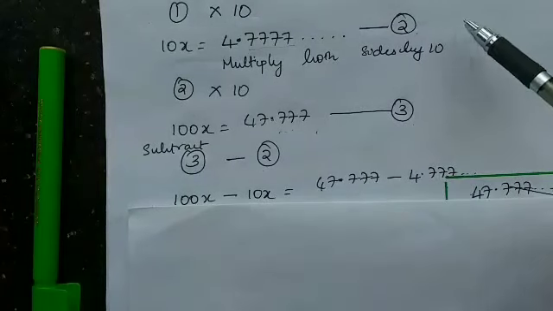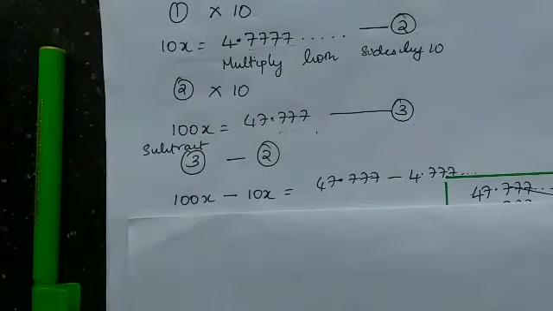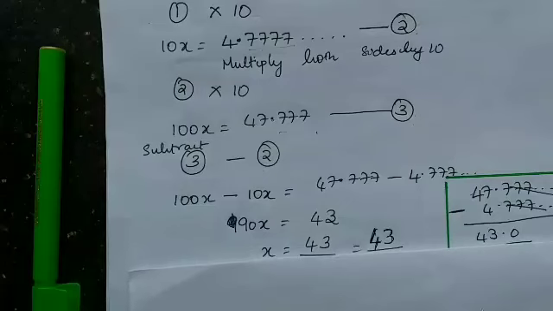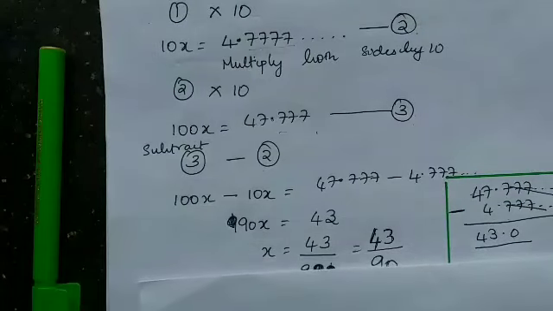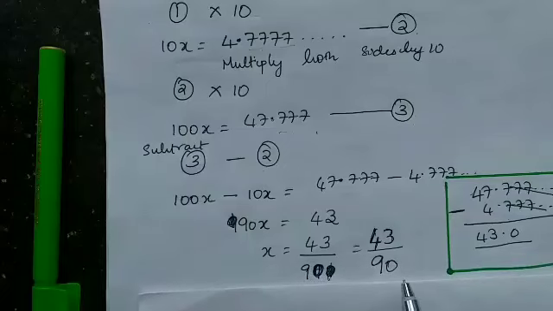Subtracting, you get 100x minus 10x is equal to 47.77 minus 4.77. You get 43 here, isn't it? So 90x is equal to 43, and hence x is equal to 43 by 90. You have expressed x in the form p by q. Hope you are clear with all these steps now. Let us go to the next.